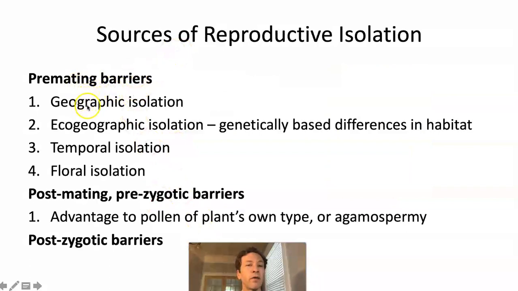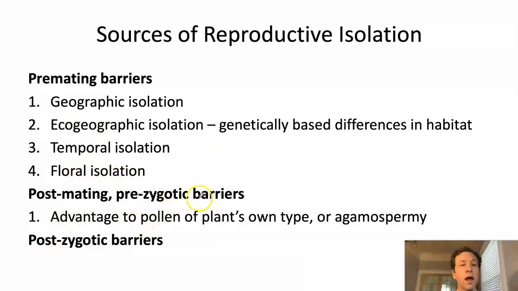So now we've talked about 4 pre-mating barriers to isolation: geographic, ecogeographic, temporal, and floral. Let's move on and think a little bit about post-mating pre-zygotic barriers. This is a barrier that occurs after pollen lands on the stigma, but before the pollen tube has grown down and allowed its sperm to be released to fertilize the ovule.